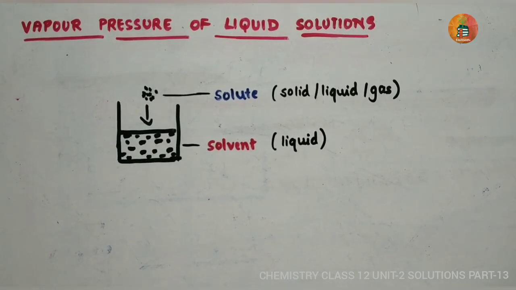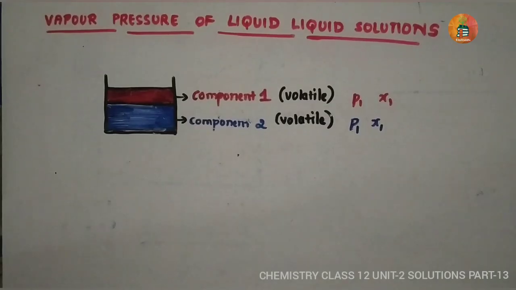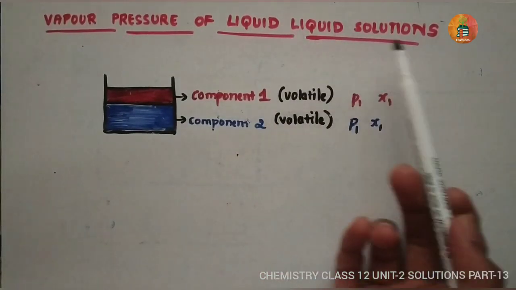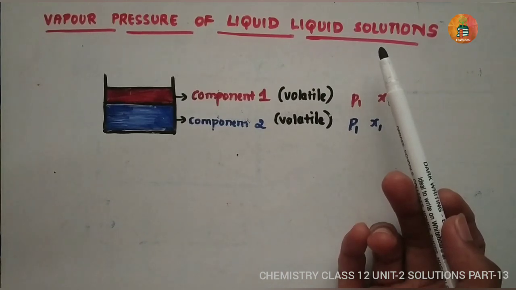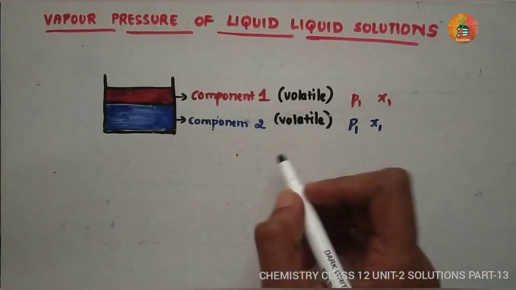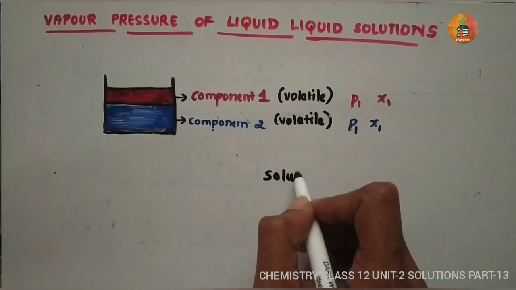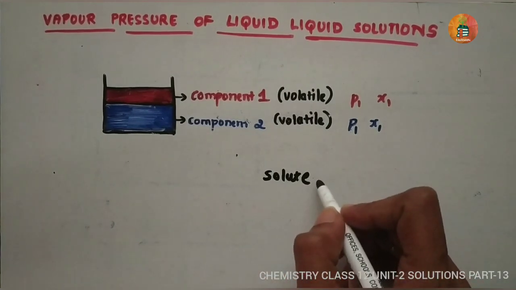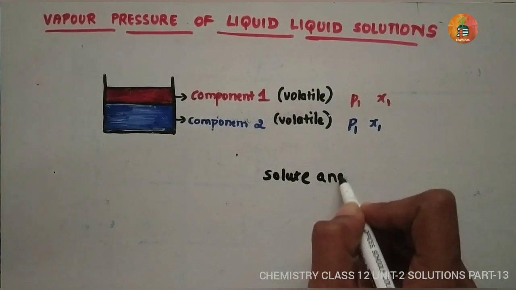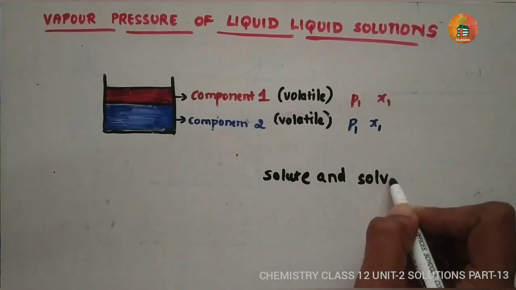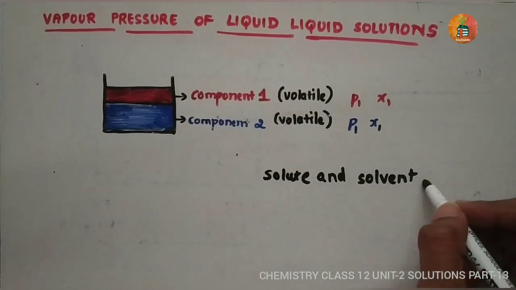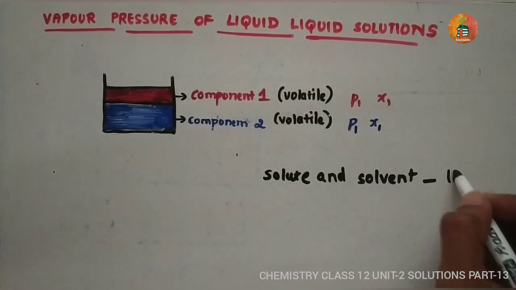Now we will study one law called Raoult's law in the case of vapor pressure of liquid solutions. Before studying Raoult's law, we have to study the vapor pressure of liquid solutions. These are the liquid solutions where the solute is also liquid and the solvent is also liquid. So both are liquid. Such solutions are called liquid solutions.